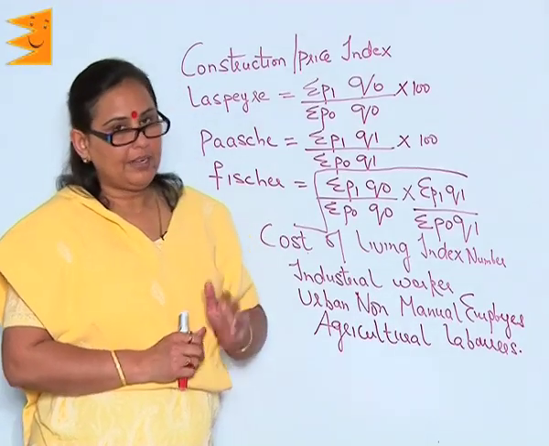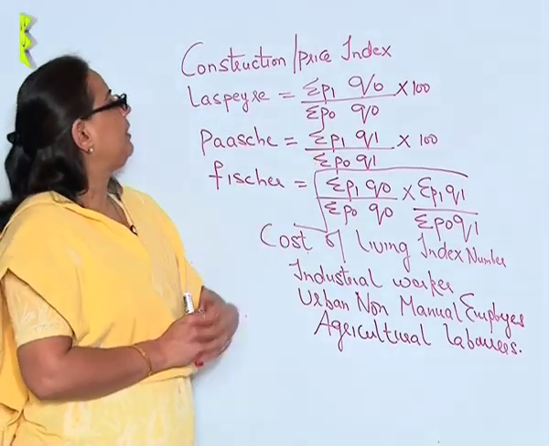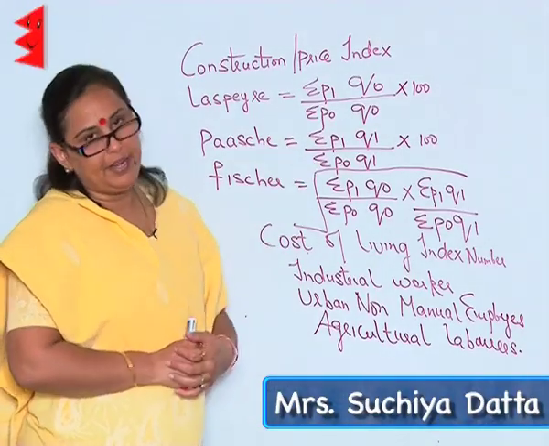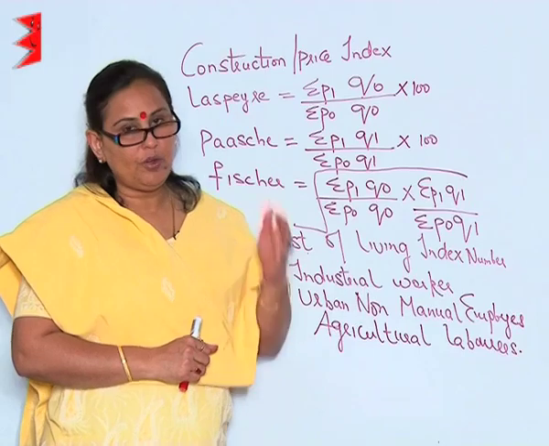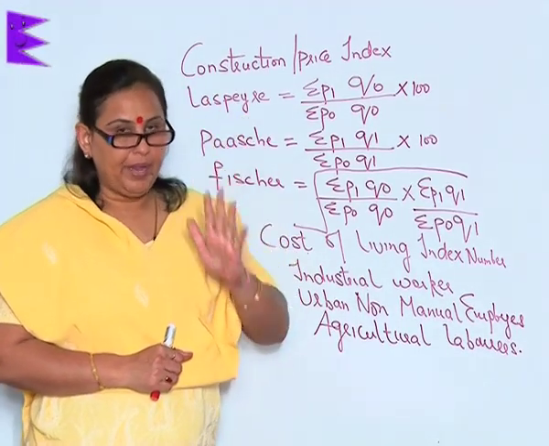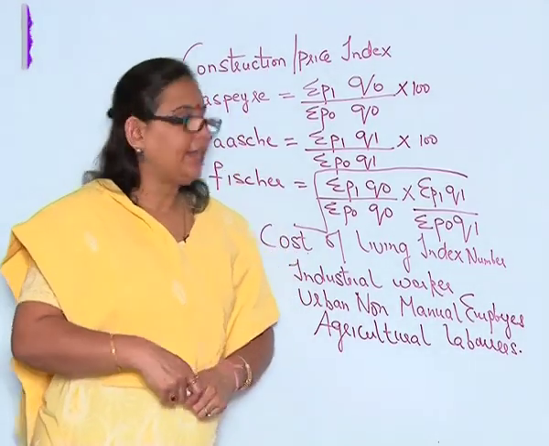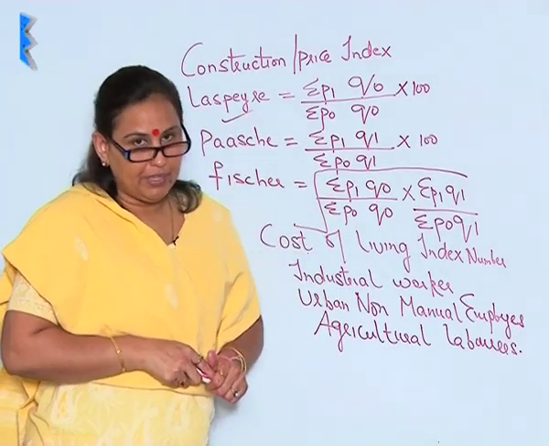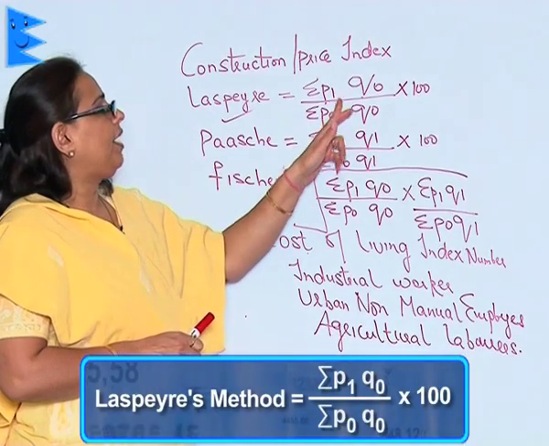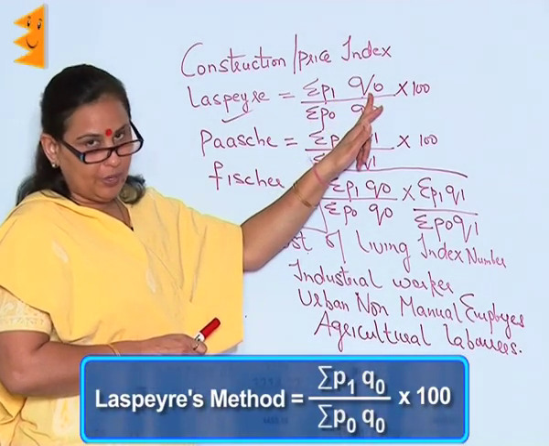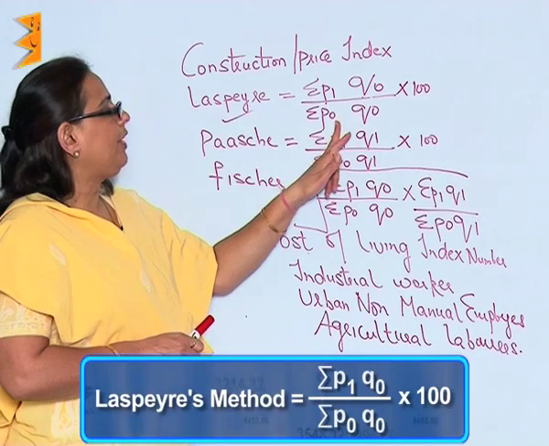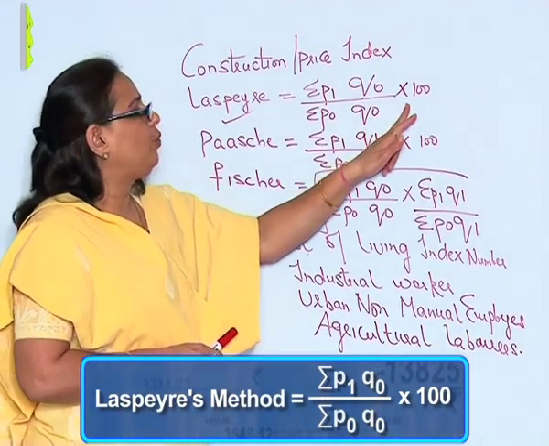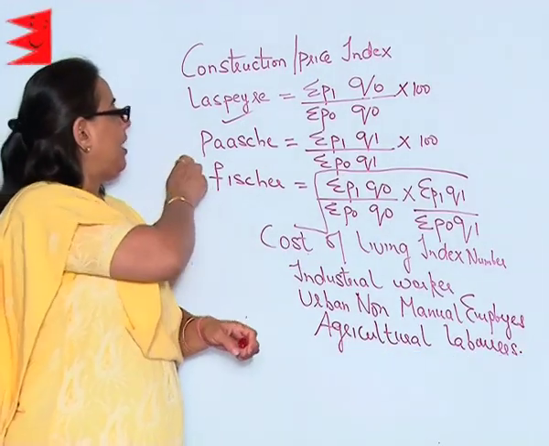Now, we must understand that there are three methods by which we can find out the price index. That is, the construction of price index is based on three methods, and those are the Laspeyres method, and the formula for the Laspeyres method is sigma P1 Q0 upon sigma P0 Q0 into 100.